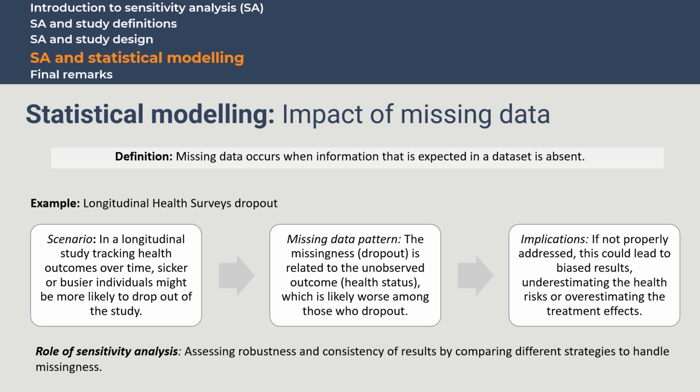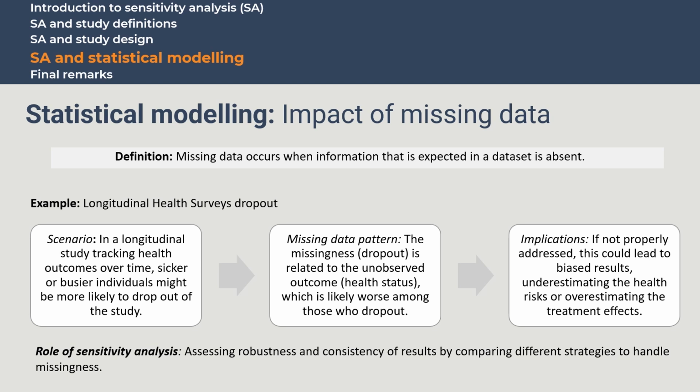So if a study tracks health outcomes over time, sicker or busier individuals might be more likely to drop out of the study. This creates missingness, which is related to the unobserved outcome, health status, which is likely worse among those who drop out. And the implication is that if missing data is not properly addressed, this could lead to biased results, underestimating the health risk or overestimating the treatment effects.